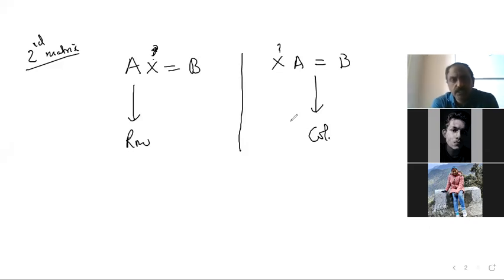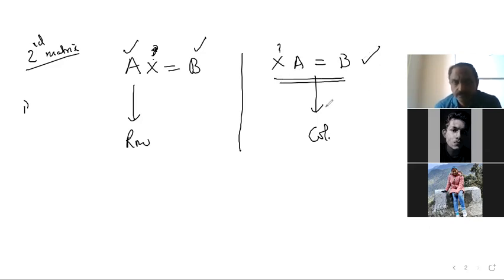And then what are the row transformations that we can do with A and B? We can multiply a row, interchanging the rows, multiplying a row with a number, and then adding with another row. Okay. And in this, what are the operations we can do?